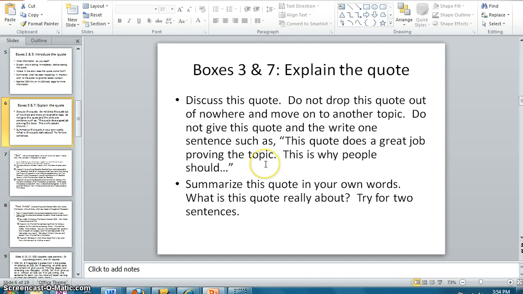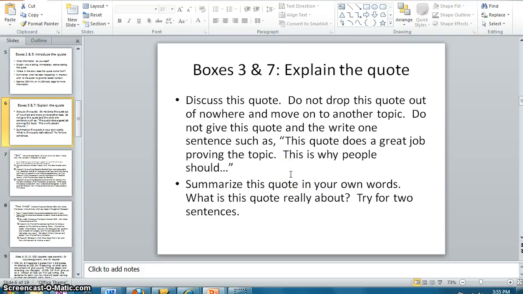Boxes 3 and 7 explain the quote. Discuss the quote. Do not drop this quote out of nowhere. That's called a dropped quote. And move on to the topic. You cannot give one sentence of explanation after each quote. Do not give this quote and write one sentence such as, the quote does a great job proving the topic. This is why people should.